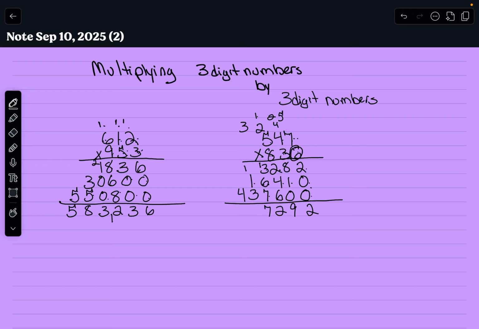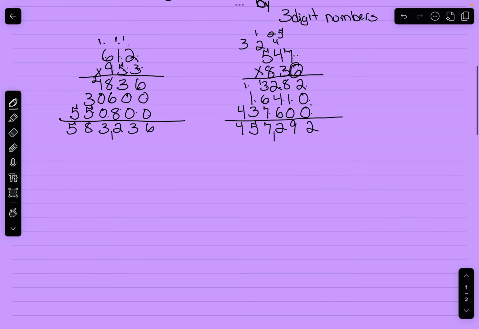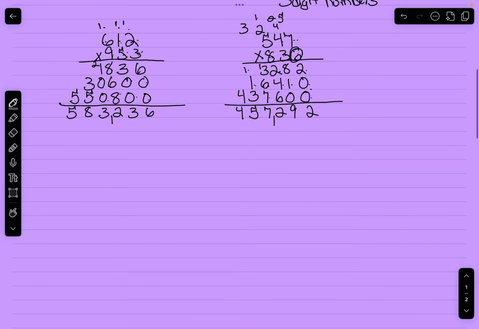3 plus 1 is 4. 4 plus 1 is 5. And then we just drop our 4. So the answer to this problem is 457,292.